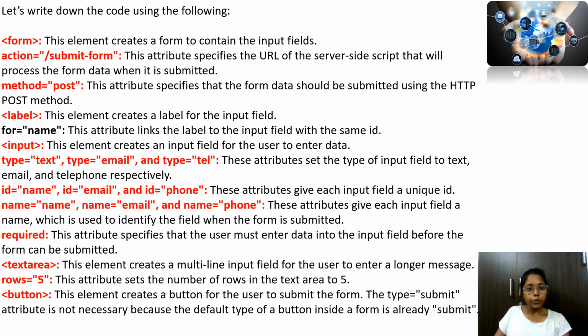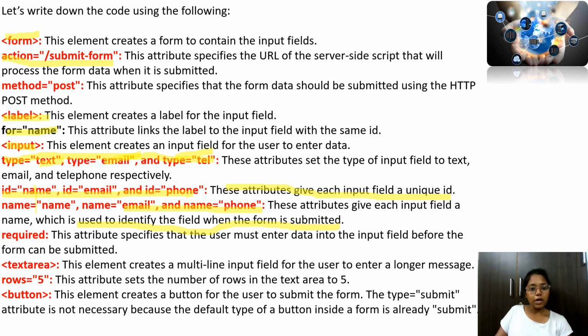Now let's write down the code using the following. That is form, then action equal to submit, form method equal to post, label for equals name, then input, then type equal to text, type equal to email, type equal to tel. Those are text, email, and telephone respectively. Then id equal to name, email, and phone. And then name equal to name, name equal to email, and name equal to phone. These name attributes give each input field a name which is used to identify the field when the form is submitted, whereas these id attributes give each input field a unique ID. This is the difference between these both.